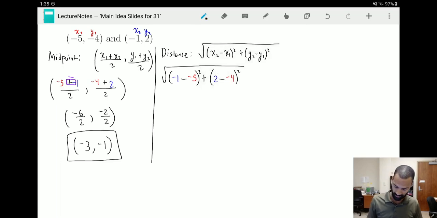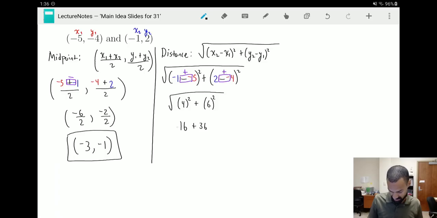Let's be careful with our double signs here. When you subtract a negative, you're really adding. Subtract a negative is adding, so this is really negative 1 plus 5, which is 4, squared, plus 2 plus 4 is 6, squared. 4 squared is 16. 6 squared is 36. 16 plus 36 is 52.